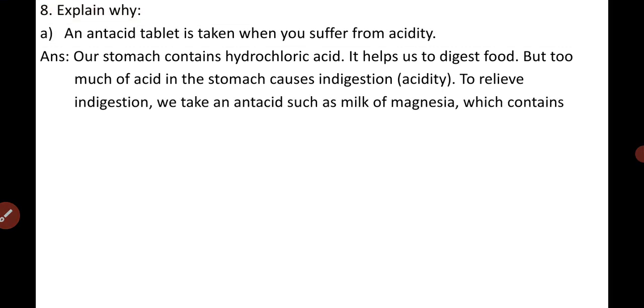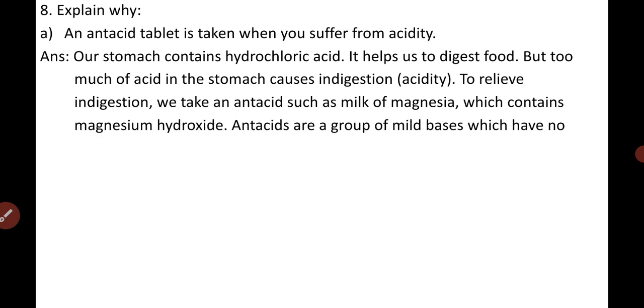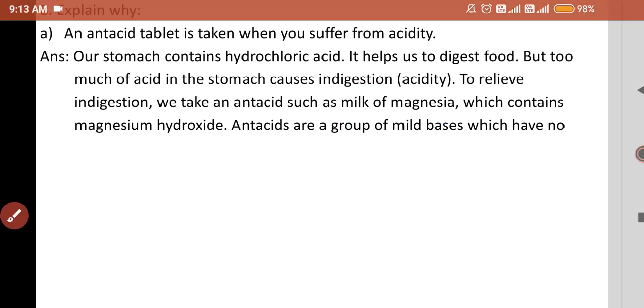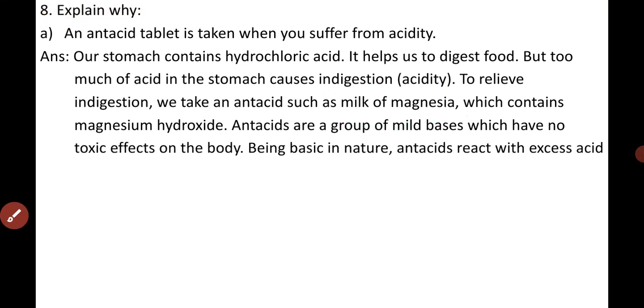Okay. So yes, you can note down from here. Our stomach contains hydrochloric acid, and it helps us to digest the food. But too much acid in the stomach causes indigestion or acidity. To get relief from acidity, we can take an antacid such as milk of magnesia, which contains magnesium hydroxide. Magnesium hydroxide is a mild base. Antacids are a group of mild bases which have no toxic effects on the body. So being basic in nature, antacids react with excess of acid in the stomach and can neutralize it.